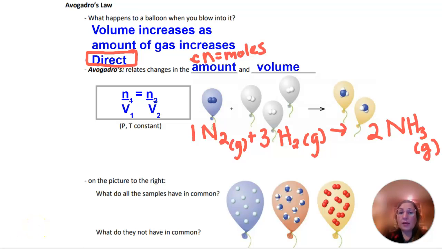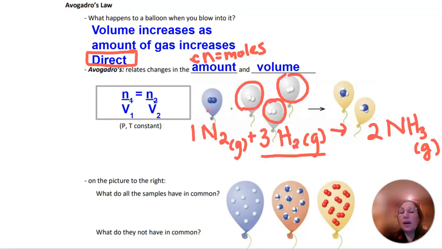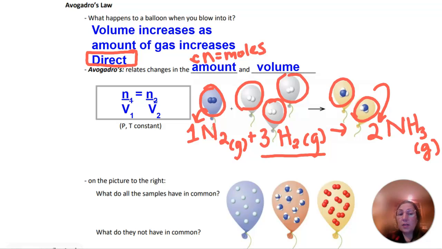what Avogadro's law says then. 3 moles of hydrogen gas are going to have 3 times the volume that this 1 mole of nitrogen gas has. The 2 moles of ammonia gas that are formed are going to have twice the volume that the 1 mole of nitrogen gas had. So this idea of a molar volume also comes from Avogadro's law: the idea that the amount of gas, or moles of gas, is directly proportional to volume.